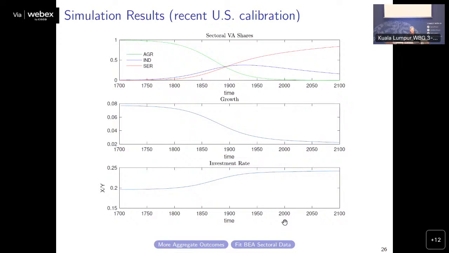Okay. So this is a picture of what you get. This is calibrated in the United States, 1750. You get, counterfactually, that the entire economy in 1700 is agricultural, although it's not that crazy. Most people are in agriculture in 1700. So you get this decline in agriculture that kind of matches the pictures we saw. You get this increase in services, and you get this hump shape in manufacturing.